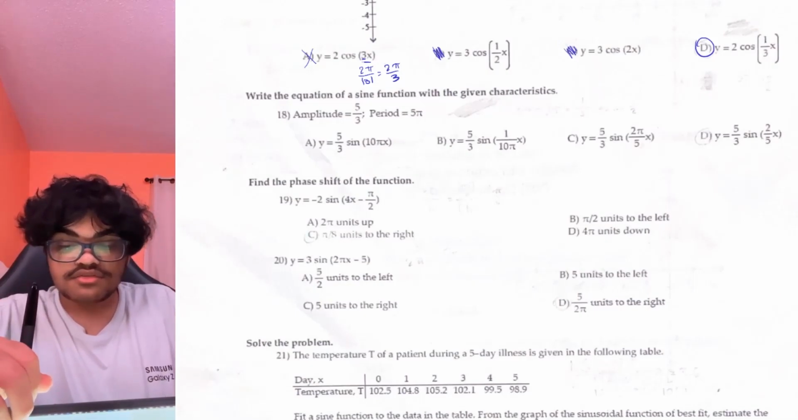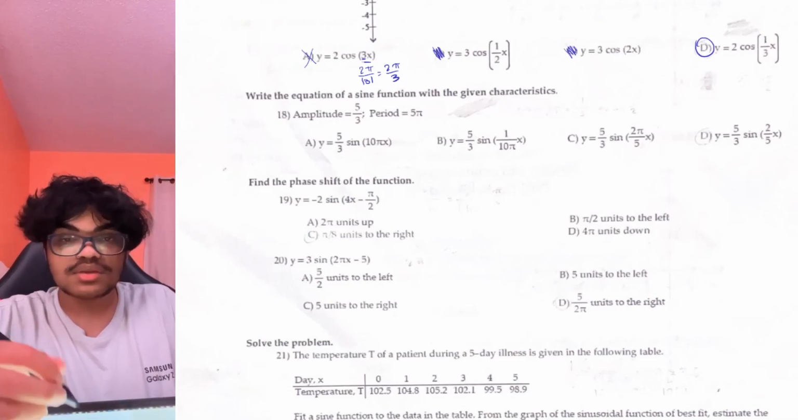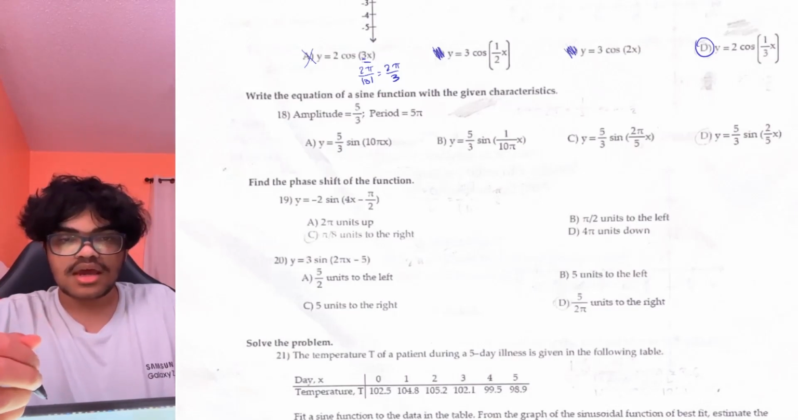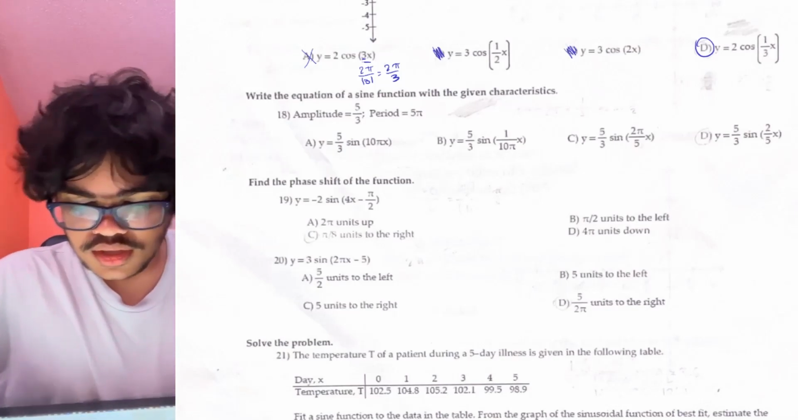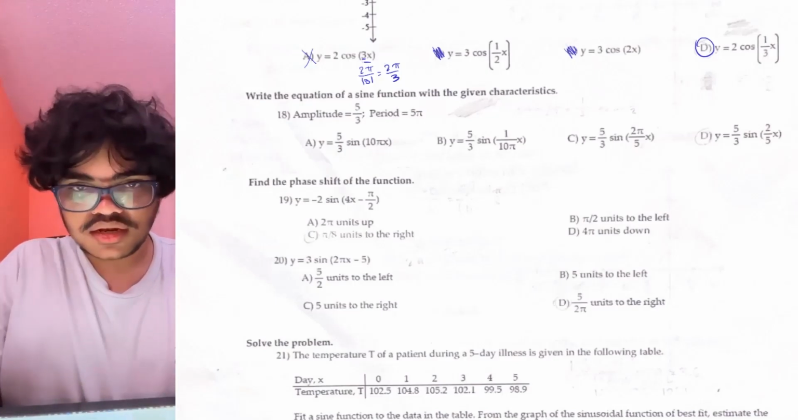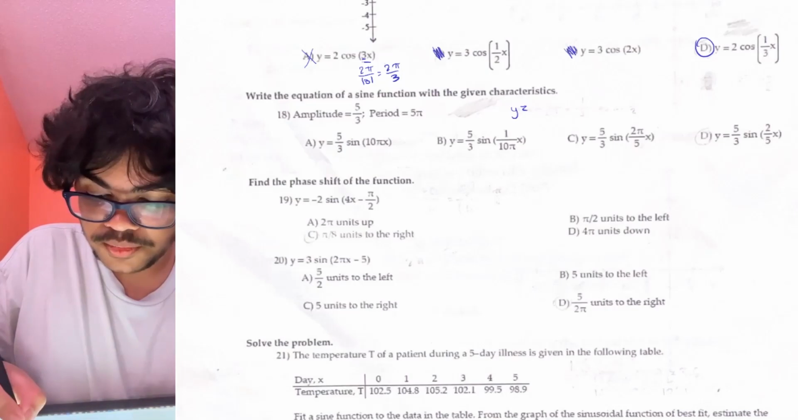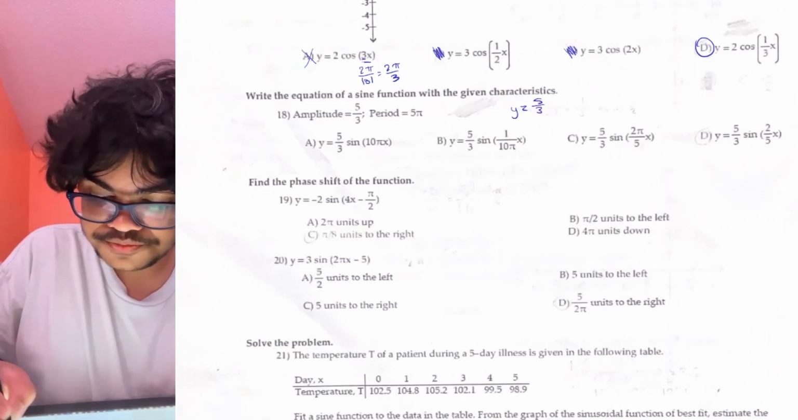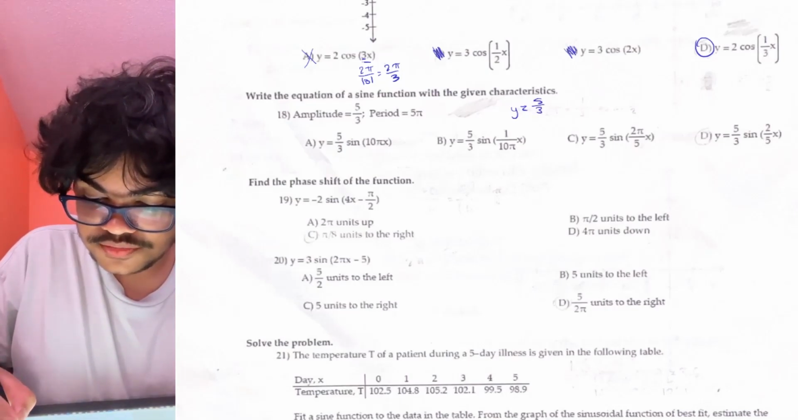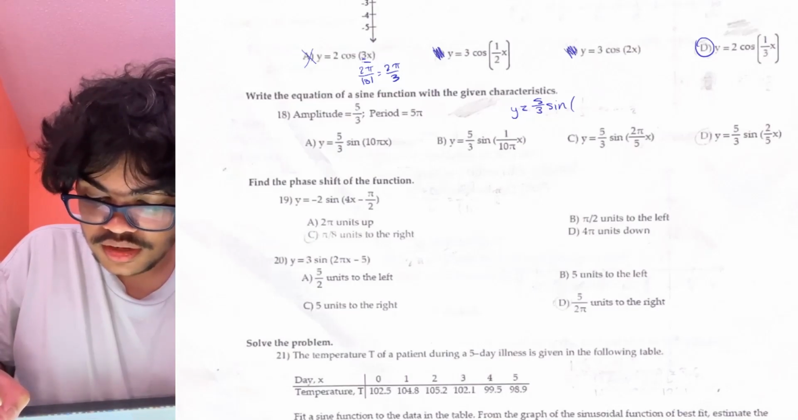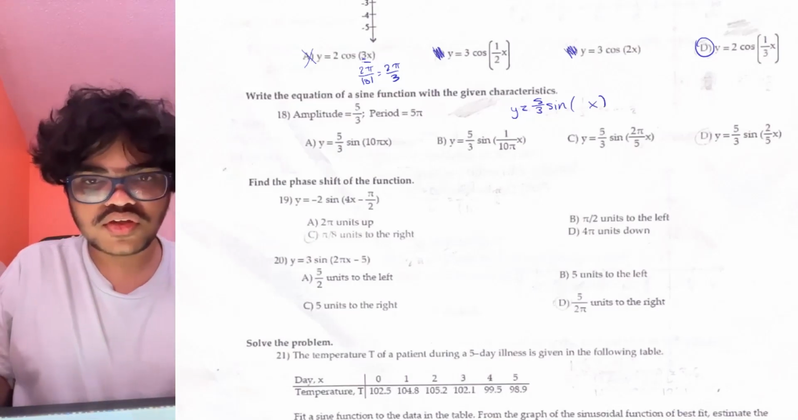Write the equation of the sine function with the given characteristics. Now we're given that the amplitude is 5 over 3 and the period is 5 pi. The amplitude is just that beginning number. So we'll write y is equal to, we'll put the amplitude in front, 5 over 3, times sine of a number multiplied by x. Now how do we find that number?